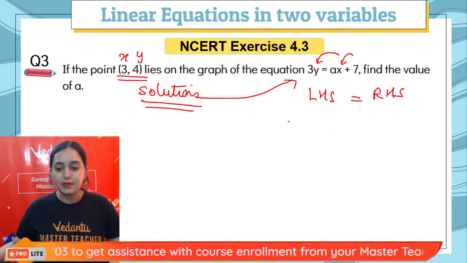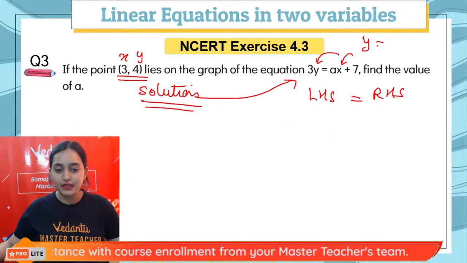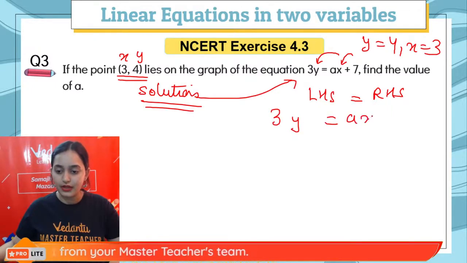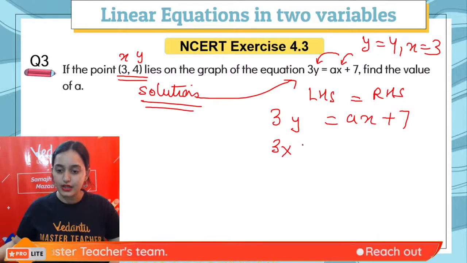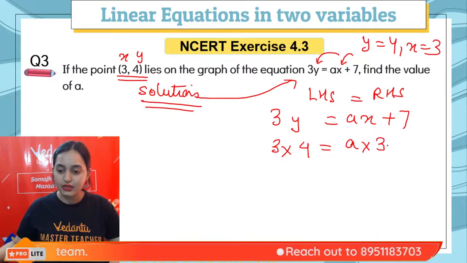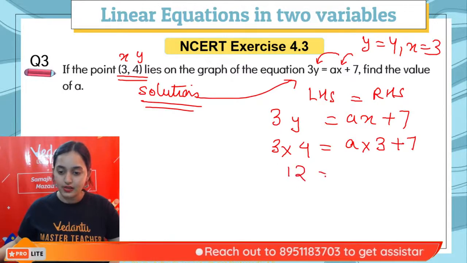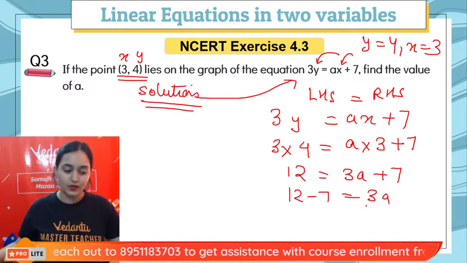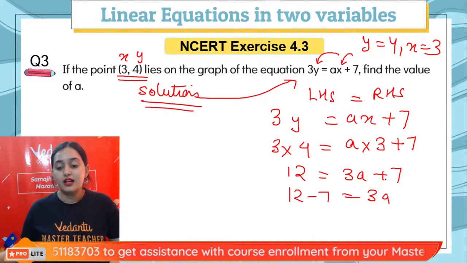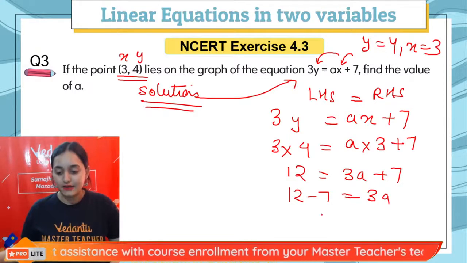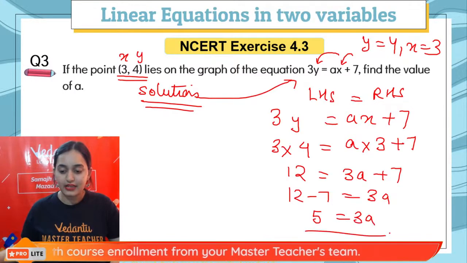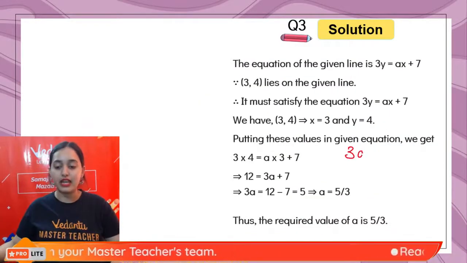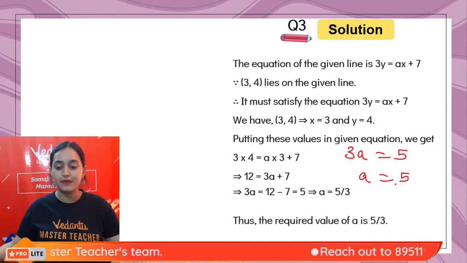ठीक है. Let us put the value. So y का वैल्यू है 4, x का वैल्यू है 3. So we have 3y is equal to ax plus 7. 3 into 4 is equal to a into 3 plus 7. 4 3s are 12 is equal to 3a plus 7. 12 minus 7 is equal to 3a. 12 minus 7 is 5, is equal to 3a. So what is the value of a? 5 by 3. Absolutely right. So 3a is equal to 5. So a will be 5 by 3.